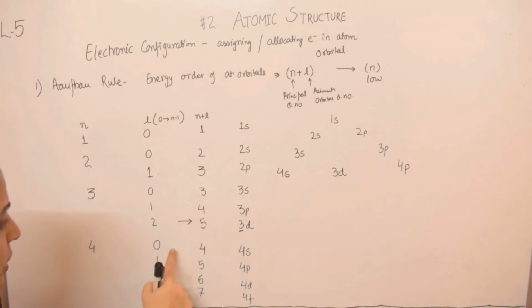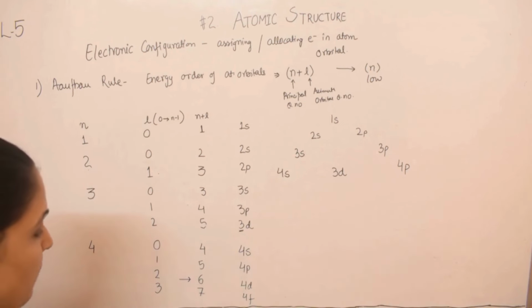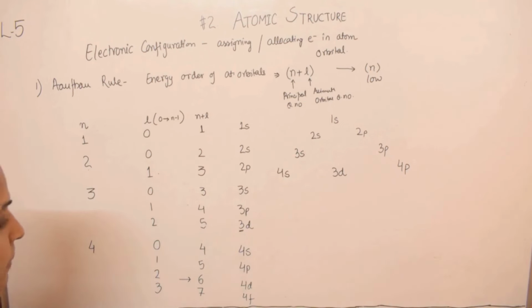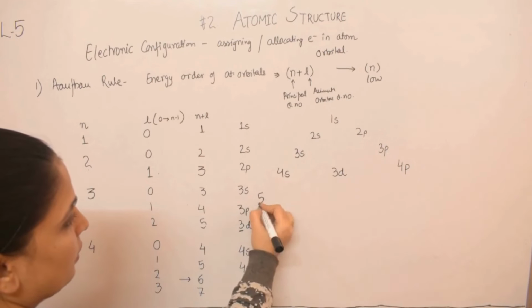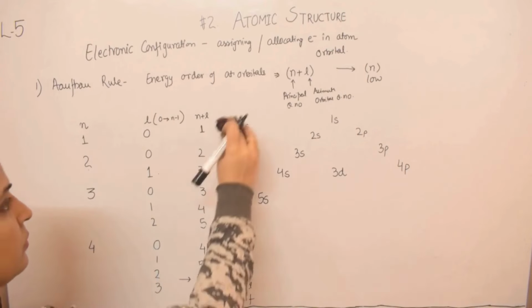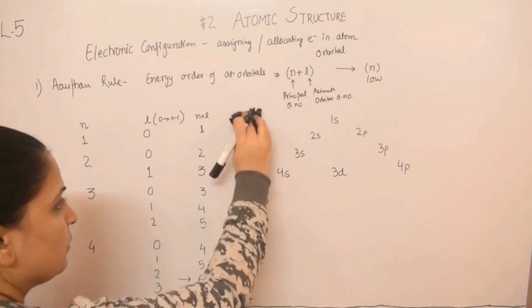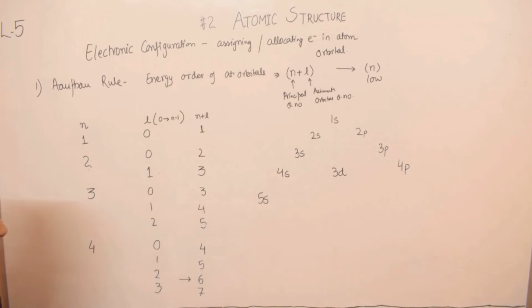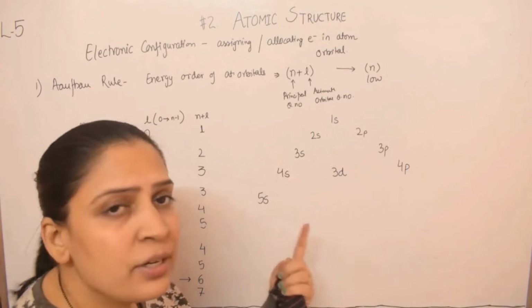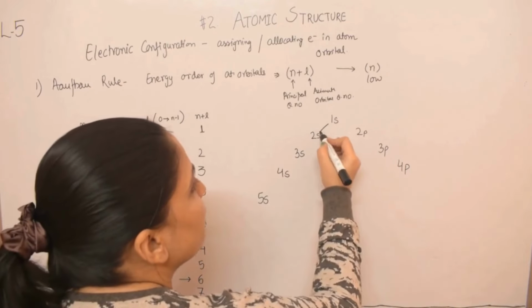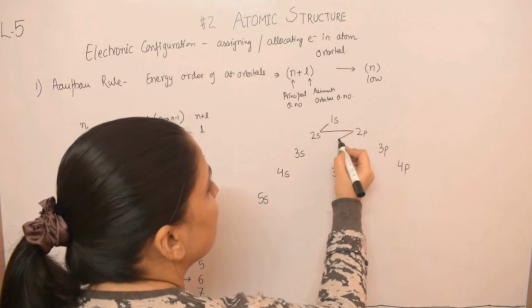Likewise, the next number is 6. So this 6 is there, and then there is another 6 where 5p is also present, and 5s is also present. So like this, there is a construction which represents the energy orders. Here, it is like you are moving basically zigzag.